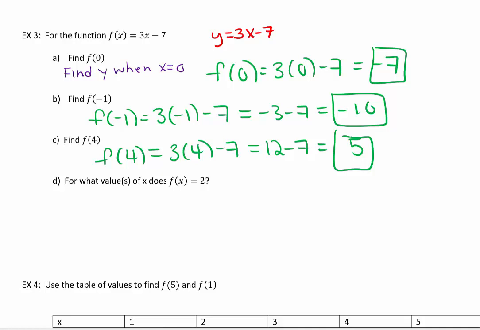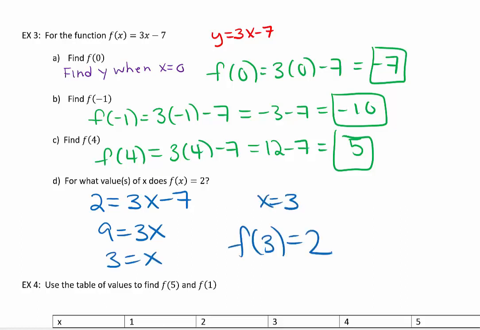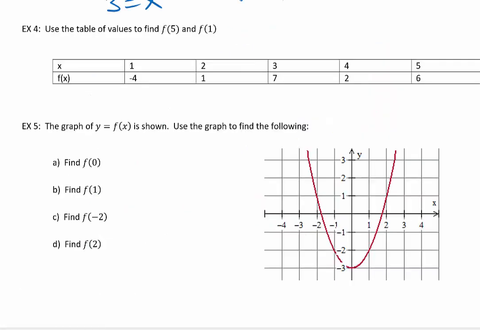Now part D is a little bit different. It's asking us to find the x. So for what values of x do we get an output of 2? When does f of x equal 2? To solve this problem, I'm going to plug the 2 in for the f of x, for the output, or the y. And then I have an equation that I could solve for x. Add the 7, divide by 3. So the answer is x equals 3, or in function notation we could say f of 3 is 2. When the input is 3, the output is 2.